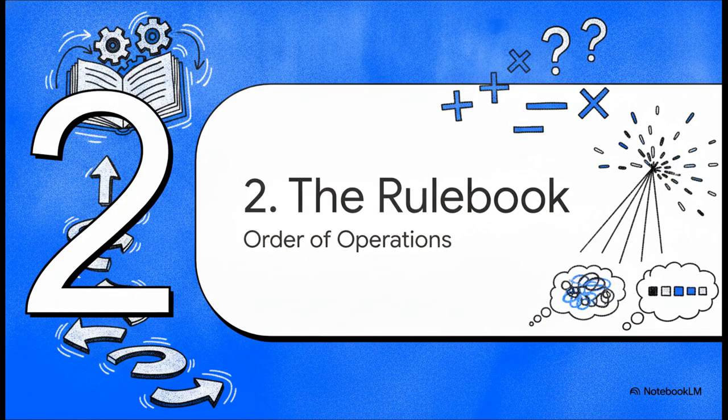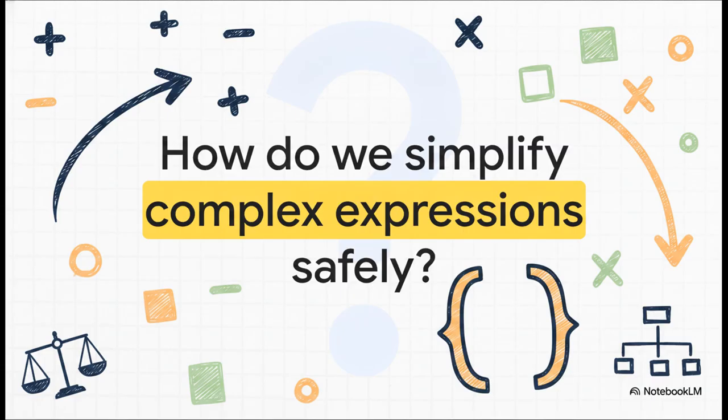Moving on to part 2, the rulebook, order of operations. You know how grammar dictates how a sentence is read so you don't get totally confused? Well, our math language has a very strict rulebook to ensure we all calculate the exact same answer. Let's actually see why this rulebook is so incredibly important.